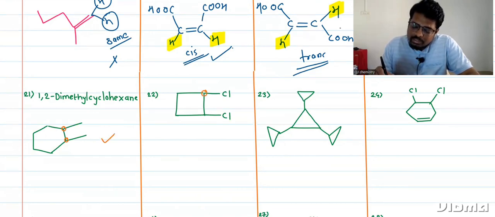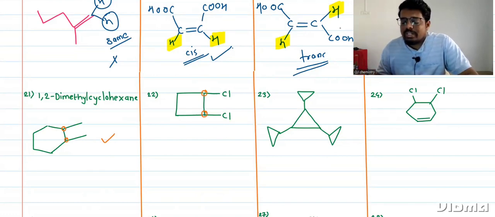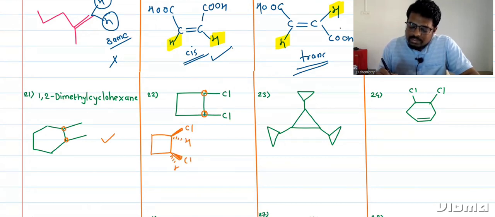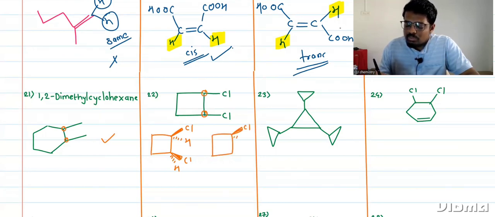Next example also has two different carbons. So how does this example show geometrical isomerism? Two isomers are possible. In one, both chlorines are above the plane and hydrogens below the plane. In the second case, one chlorine is above the plane, one hydrogen below the plane, one hydrogen above the plane, and one chlorine below the plane. So this first form is known as what? The cis form, and the second one is known as the trans form.